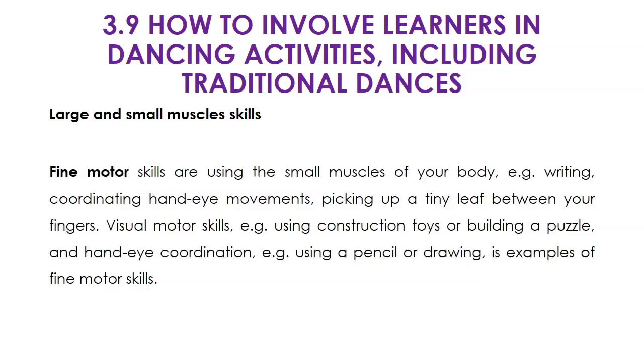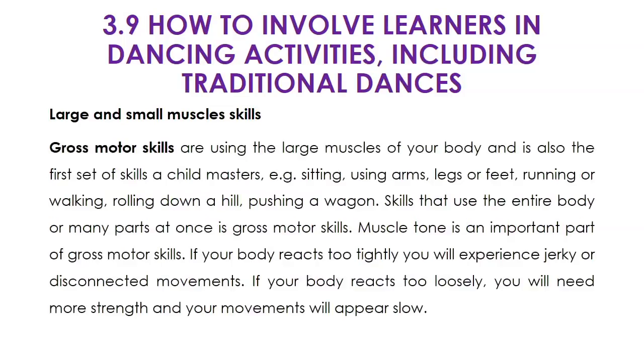In other words, fine motor skills, small muscles. Gross motor skills is the opposite. So gross motor skills use the large muscles of your body, and this is also the first set of skills that a child masters. For example, sitting, using your arms, legs or feet, running, walking, rolling down a hill, pushing a wagon. All of these are examples of gross motor skills.